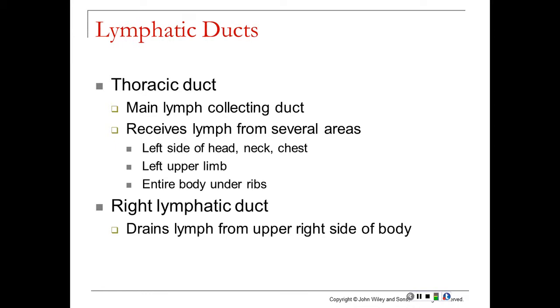So those lymphatic ducts, as I mentioned, are the thoracic duct and the right lymphatic duct. The thoracic duct is the main lymph collecting duct for the majority of the body. This is going to receive lymph from several areas, including the left side of the head, neck, and chest, the left arm, and everything else underneath of the ribs, or both of our lower extremities, abdominopelvic cavity. Everything is going in through this thoracic duct. The right lymphatic duct is just draining the lymph from the upper right side of the body.